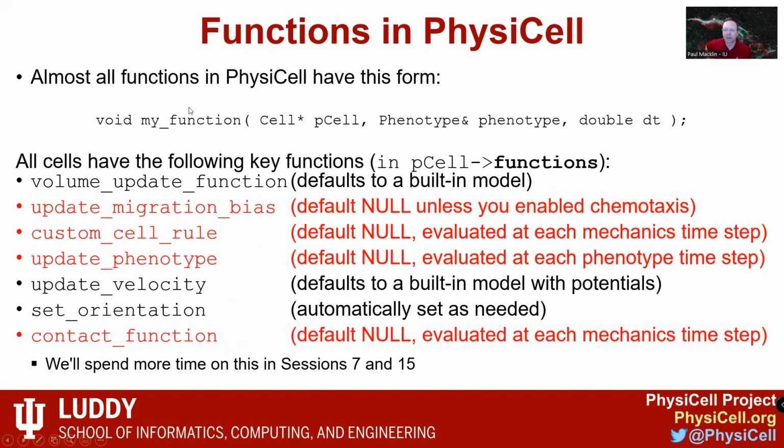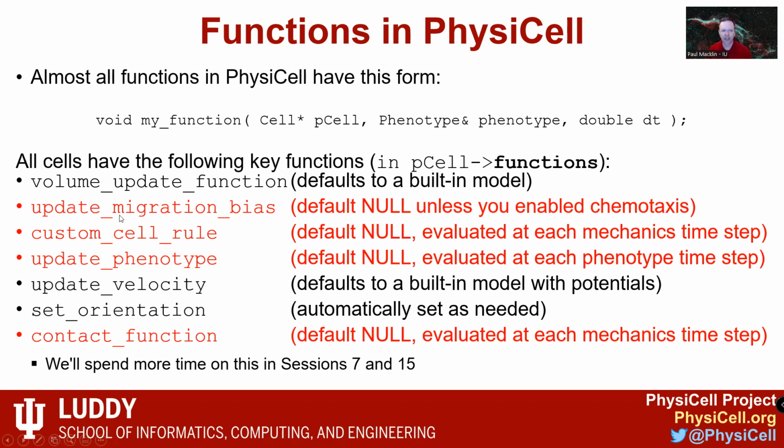There are a variety of functions that are possible to attach to cells, and they're all stored in that cells.function part. As we mentioned a moment ago, they almost all have the syntax of a cell pointer, phenotype by reference, and a dt to say how long to evaluate your function. The most important ones, the ones that you'll tend to work on, are in red. There's a volume update function, which right now uses a default model, remember from session 3, Anika's and Furkan's presentations, where the cells could either grow or shrink towards their current target volume. That is all built into this volume update function. So you could build your own volume update function if you wanted to.